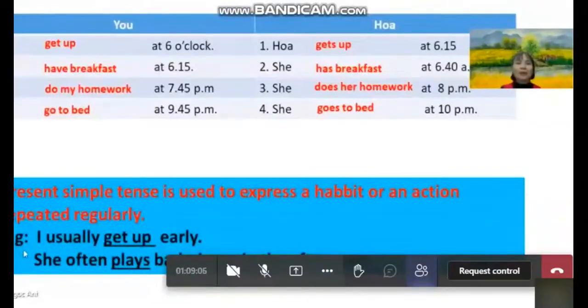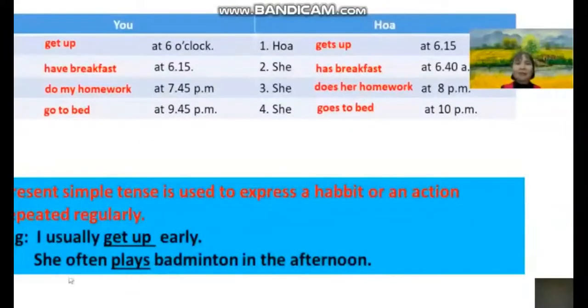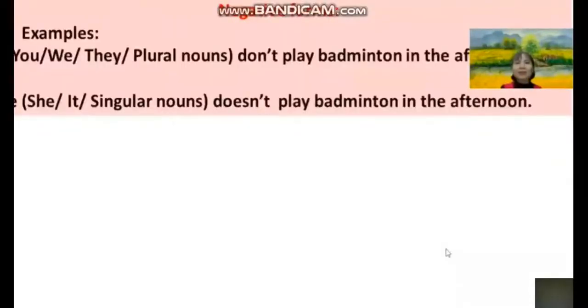For example, I usually get up early. She often plays badminton in the afternoon. Now, I'm telling you about the negative form. I don't play badminton in the afternoon. And we do the same with the subject you, we, they, or plural noun.